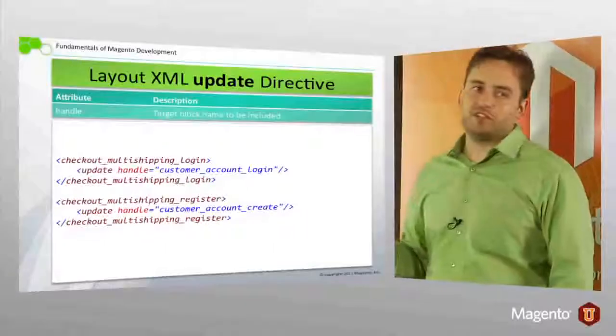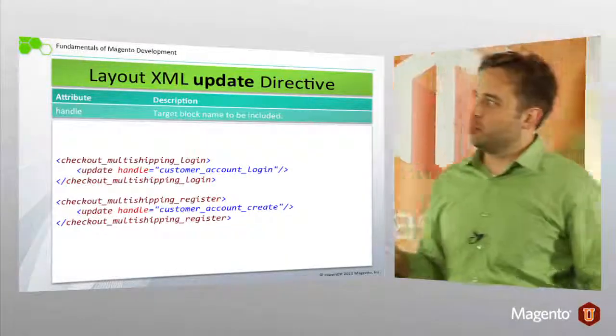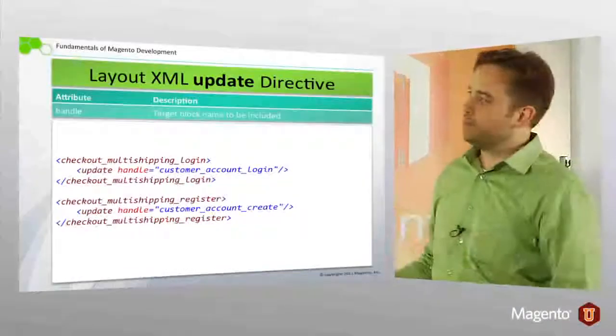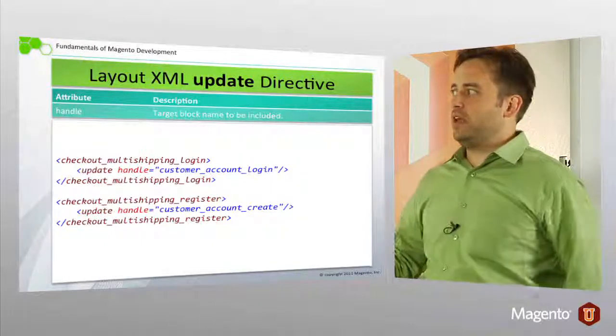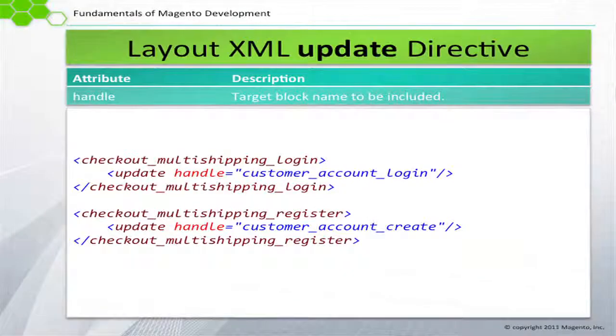If we do this, it's basically like including all those instructions in here. So that means that when we're on the route customer account login, we see a certain screen. Here, we're on checkout multi-shipping login, and we still just get these instructions. Does that make sense? If we didn't have anything in here, then checkout multi-shipping login would have no instructions. We'd just basically have an empty Magento page. I mean, we'd have the layout and everything, but we wouldn't have any instructions.